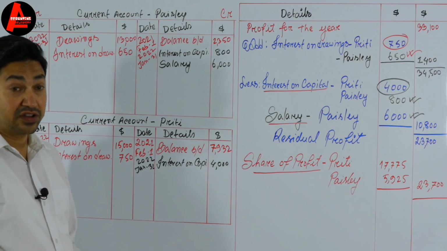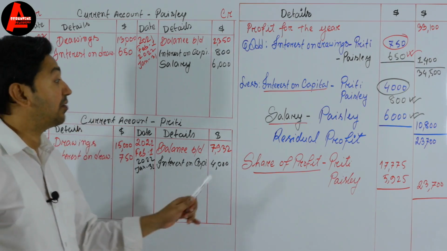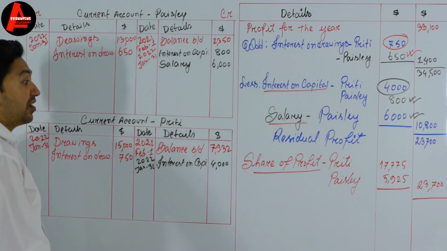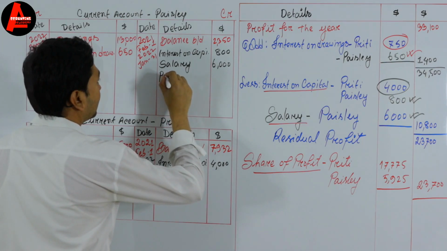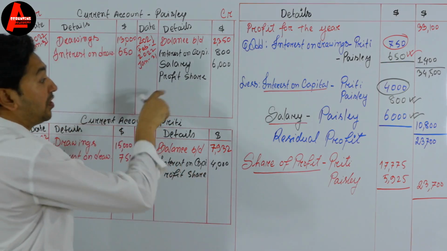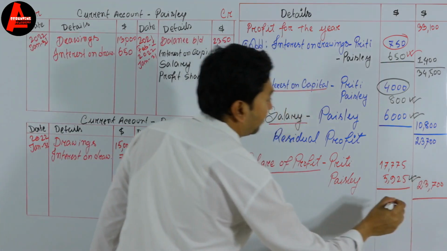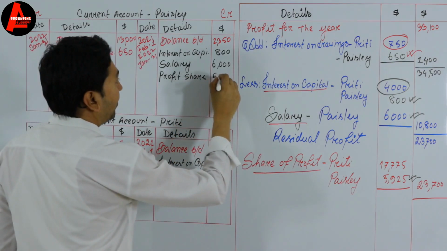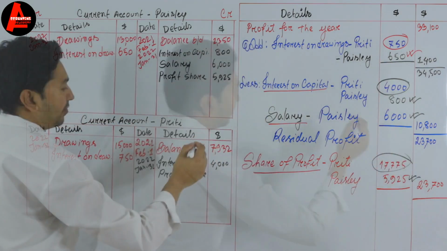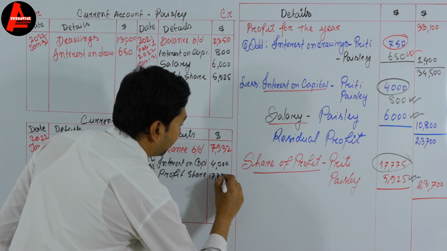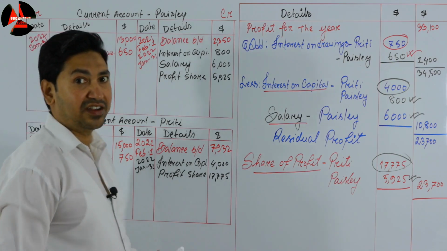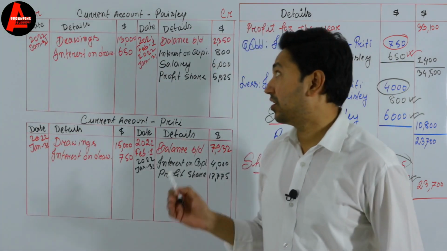Then we have here share of profit. If it is a share of loss, then it will appear on the debit side. Here we have a share of profit, that is the reason we write it on the credit side. So let us write profit share. For Presley, profit share is $5,925. For Pretty, profit share is $17,775.